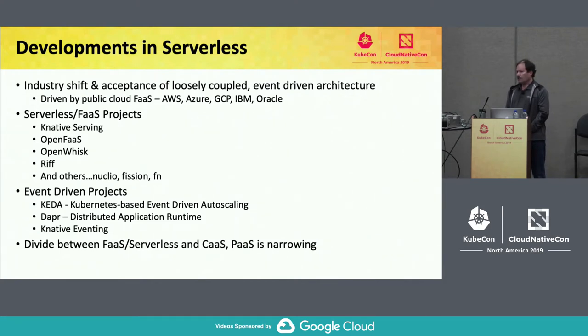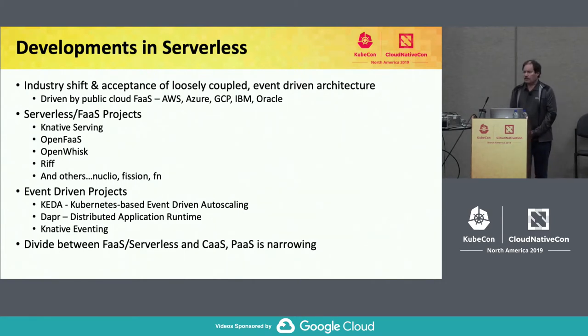OpenFaaS was just beginning in 2017 and has grown dramatically with a huge community around it, being able to provide a very easy to use functions as a service. Other projects are still going strong: OpenWhisk, Riff, along with the others that I have listed there, like Nuclio and Fission. I'd say there hasn't been the consolidation that I thought would happen by now of some of these projects. But I also think that each of these projects has some unique characteristics that make them interesting for the communities that they serve.